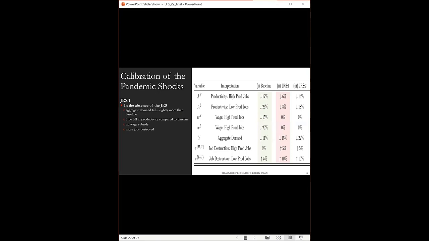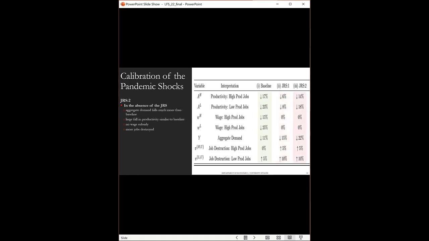In scenario one, we assume that in the absence of the job retention scheme, productivity would have fallen, but just by a very small amount compared to the baseline. There would be no wage subsidy. And we assume that the fall in aggregate demand would have been similar to the baseline. And job destruction, of course, would have been higher.